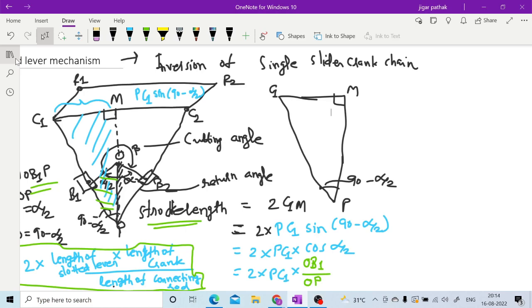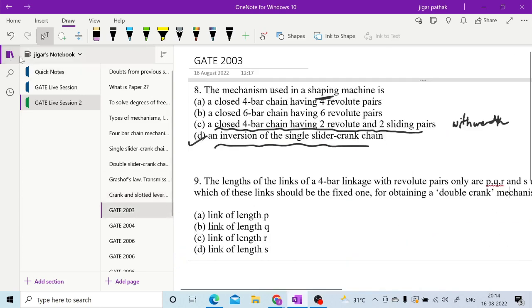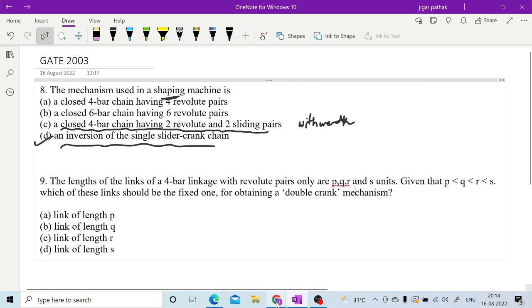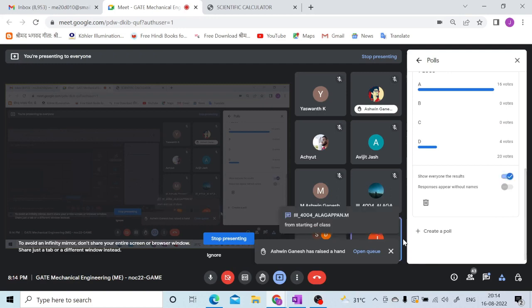So now let us go to the questions. For this I have generated a poll, and I need to end that poll. Okay, I am ending the poll. I have ended the poll and shared the result with you. I guess you can see the result. Now we will see the answer.